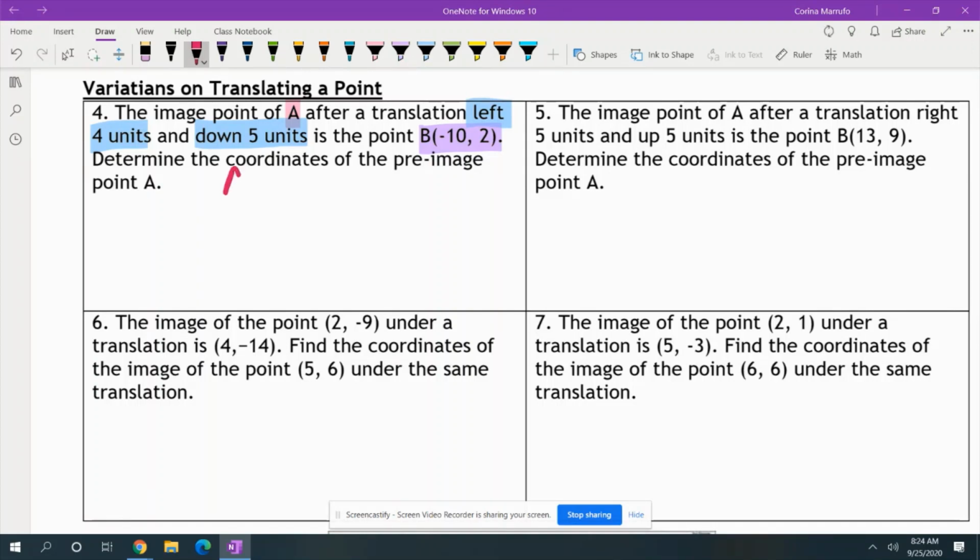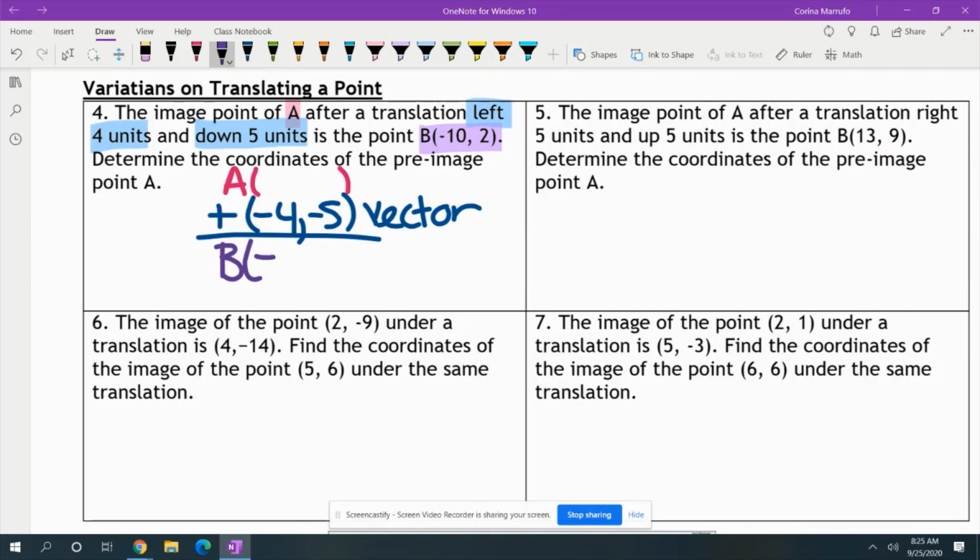So we know that if we take point A and we add our vector, in this case our vector is to the left 4 units would be not negative 5, negative 4, and then down 5 units would be negative 5. Okay, so this is my vector. And so by adding these two will result in the image, and they tell us that the image is point B, which is negative 10, comma 2.